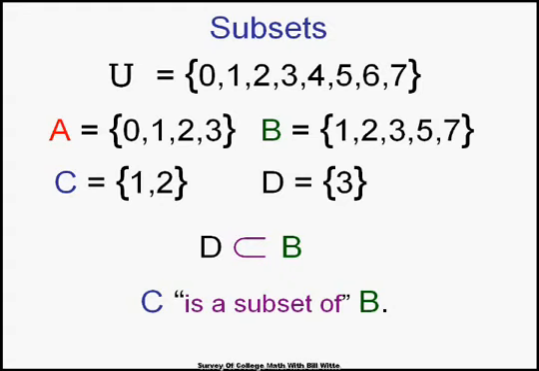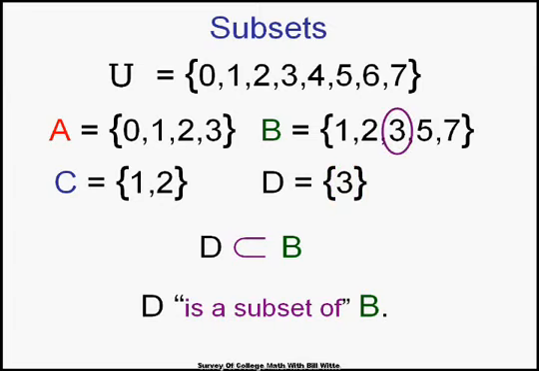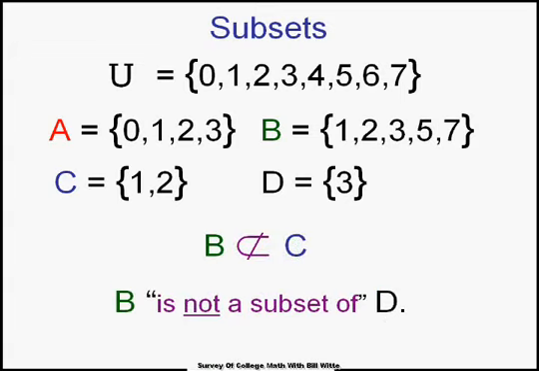D is a subset of B. You can see that 3 is contained in B. It's a subset; it's a part, kind of. This would be read, B is not a subset of C. B is not totally contained in C. As you can see, it's not. It has to be completely. It only takes one to screw it up.